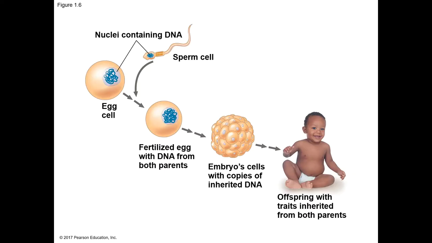So here we're showing a sperm cell that's about to fertilize an egg cell. The DNA from the sperm and the DNA from the egg will fuse into a zygote, and that's the fertilized egg, which got DNA from both parents. It'll eventually develop into an embryo that has copies of the DNA from both parents to some extent, and then the offspring will have those inherited traits from both parents.